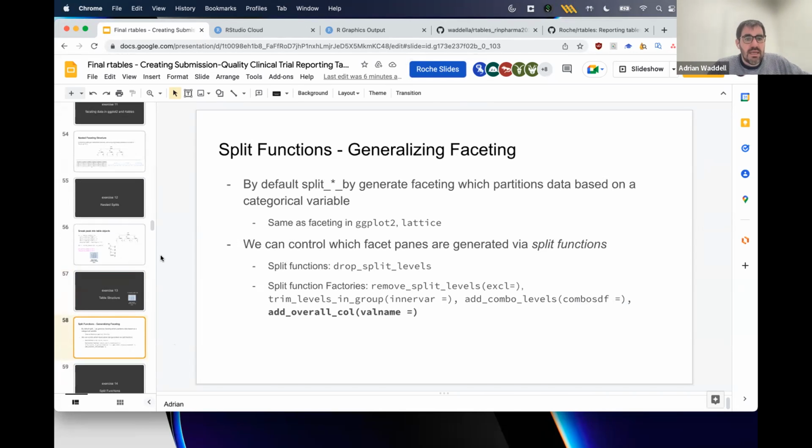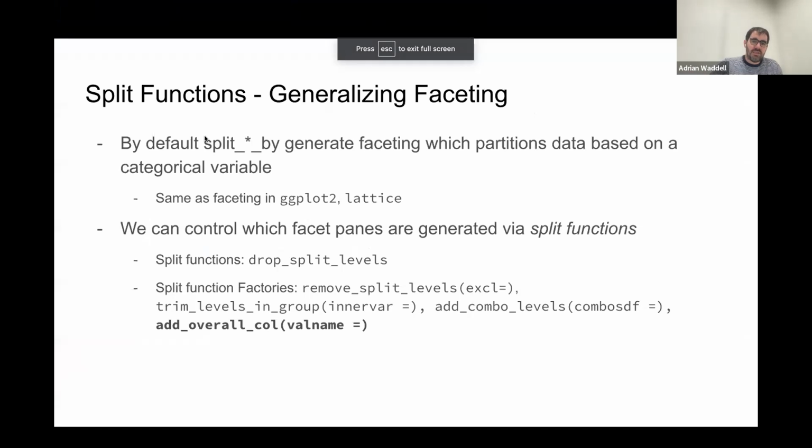Yes, and so the next logical topic when you talk about those splits is, can you modify the splits? Do you always want a disjoint split of a factor, like a factor variable into its different levels, or do you need other features? For example, like the overall column.